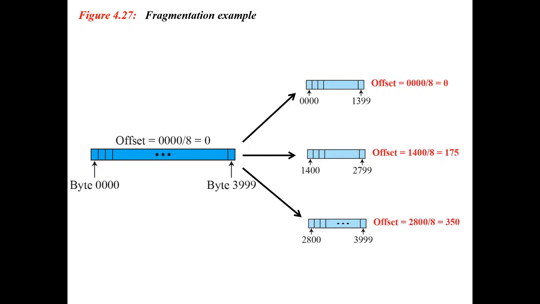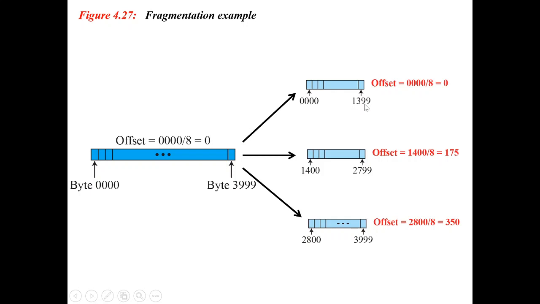So let the data consist of 4000 bytes. This is the total data. The first byte starts with number 0000 and the last byte is 3999. Here this datagram is fragmented into 3 fragments. The first fragment starts with byte 0000 to 1399.